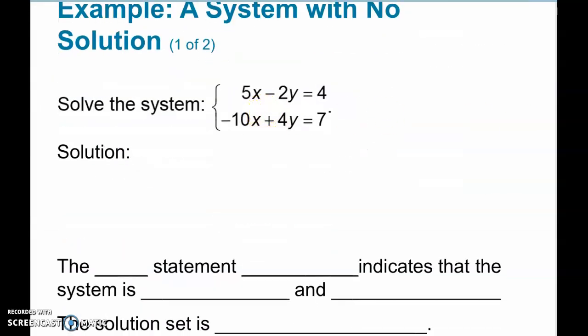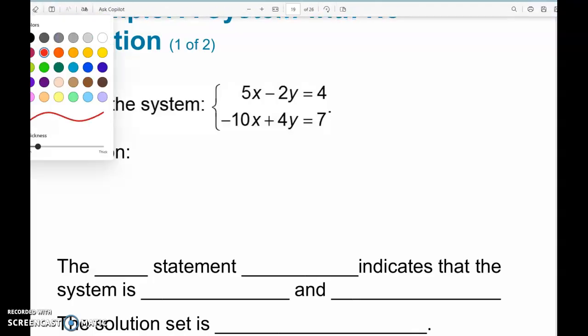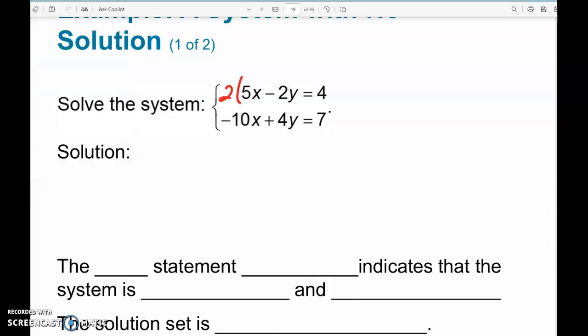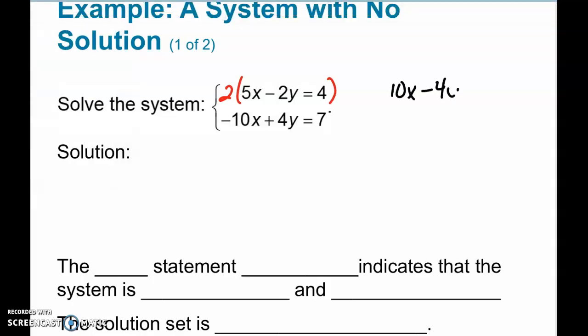Now let's take a look at a system that has no solution and what happens. With this system, let's say that we wanted to do the addition method. When I look at this and I want to get rid of the x's, I would multiply this top equation by 2. When I multiply the top equation by 2, I would end up with this.